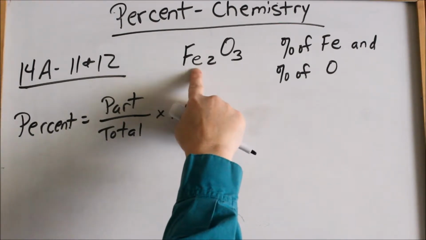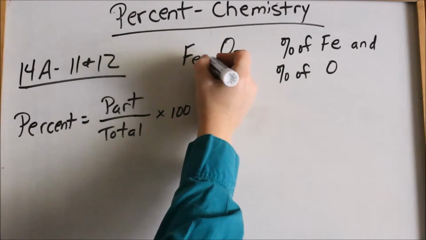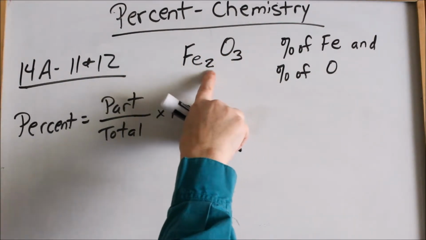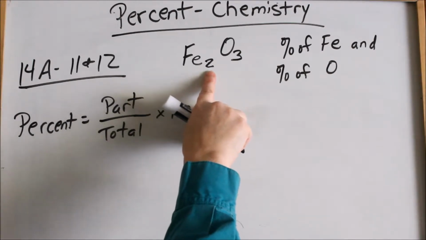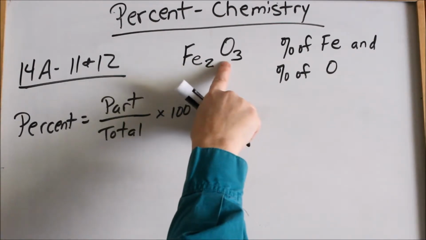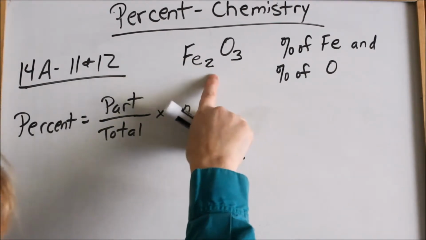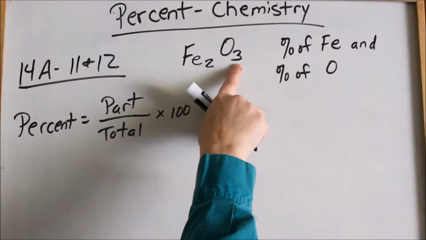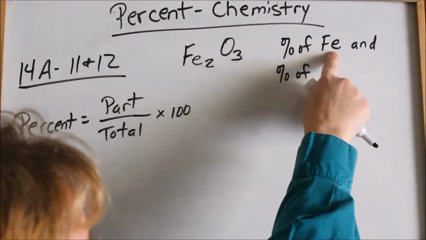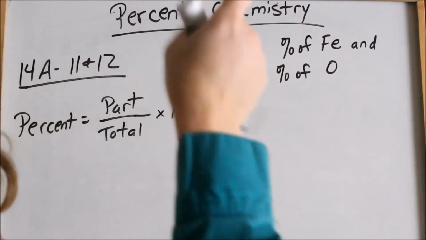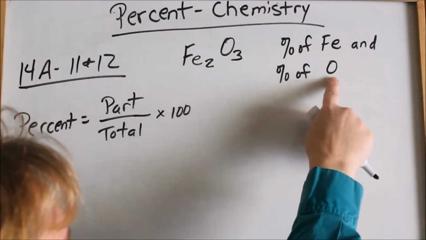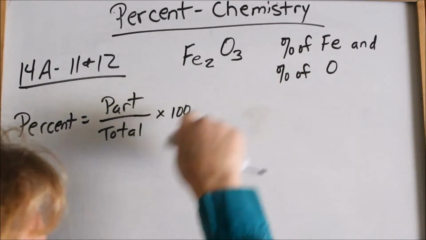So Fe stands for iron. This is a subscript of 2. It's really down here lower. That's a 2, not a Z. So when you have a subscript of 2, it tells you that you have 2 atoms of that. So O is oxygen. You have 3 of them. So here you have 2 iron and 3 oxygen. And what the problem is asking for is the percent of iron we have in the total compound, and then the percent of oxygen we have in this compound.